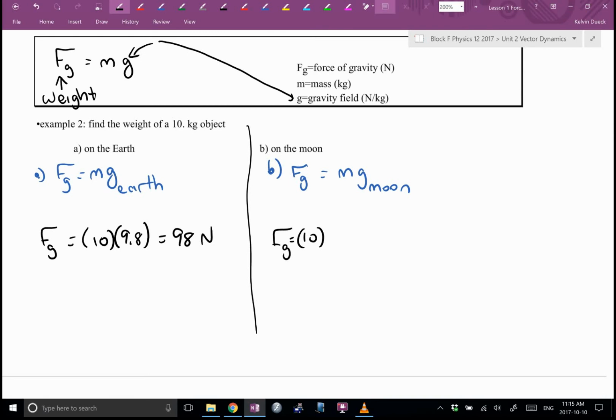Taylor, what's g on the Moon? It's in that paragraph up there. So 10 times 1.6. On the moon, that 10 kilogram mass would be tugged down with 16 newtons. And that's why objects feel lighter on the moon. They have less weight. Same mass, less weight.